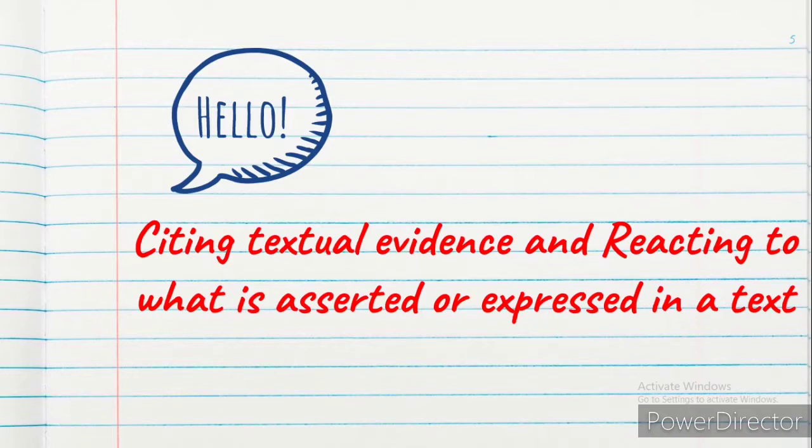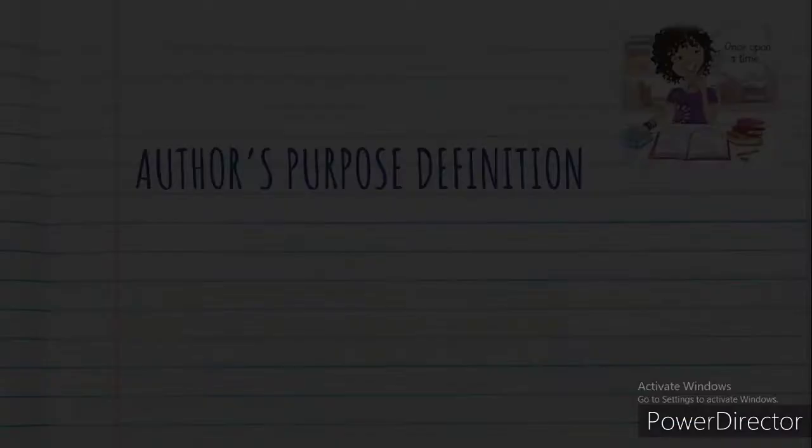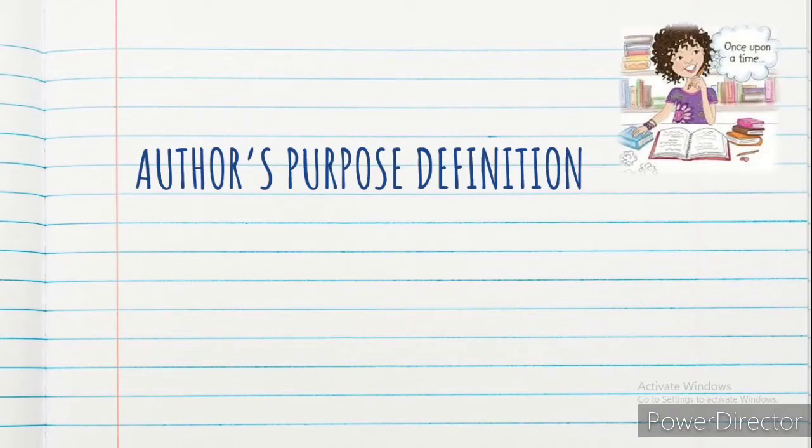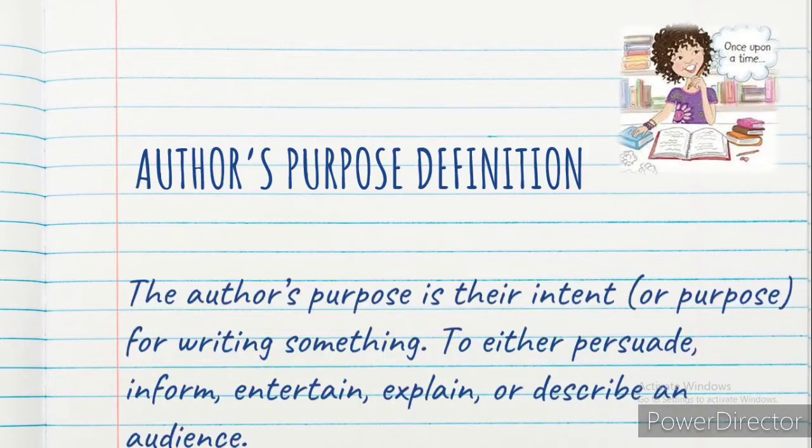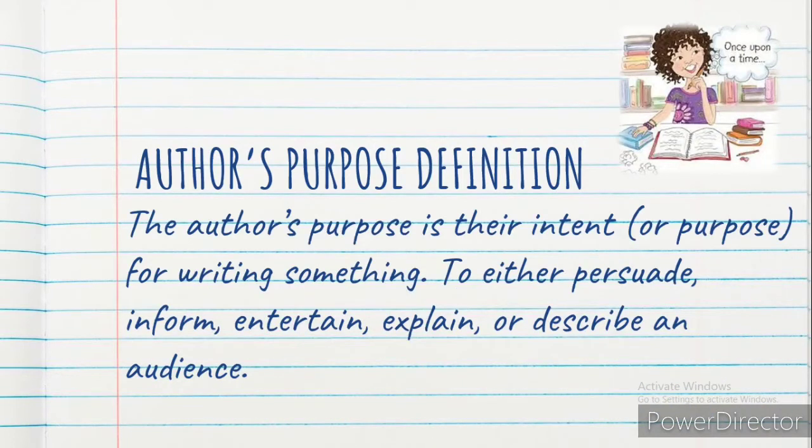But before that, when you read, you need to identify the author's purpose for you to understand more a text. Or, if you really understood the text, you can easily identify the author's purpose. Let us define author's purpose. The author's purpose is their intent for writing something, to either persuade, inform, entertain, explain, or describe an audience. Here are some of the examples of author's purposes. There could be one purpose or more in a text.